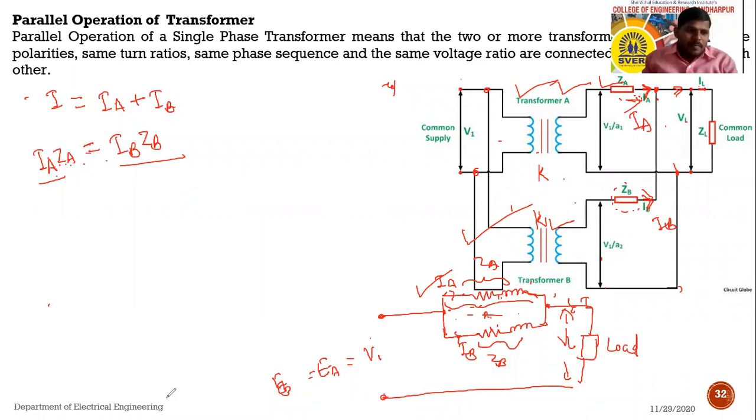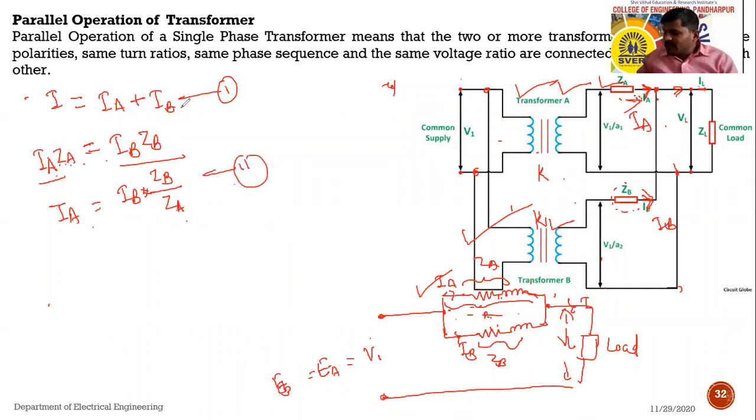Now, just calculate the value of IA or IB. Suppose I am calculating IA. Shifting ZA to the right-hand side, IA is equal to IB into ZB divided by ZA. This is equation one and this is equation two. Put this value of equation 2 in equation 1.